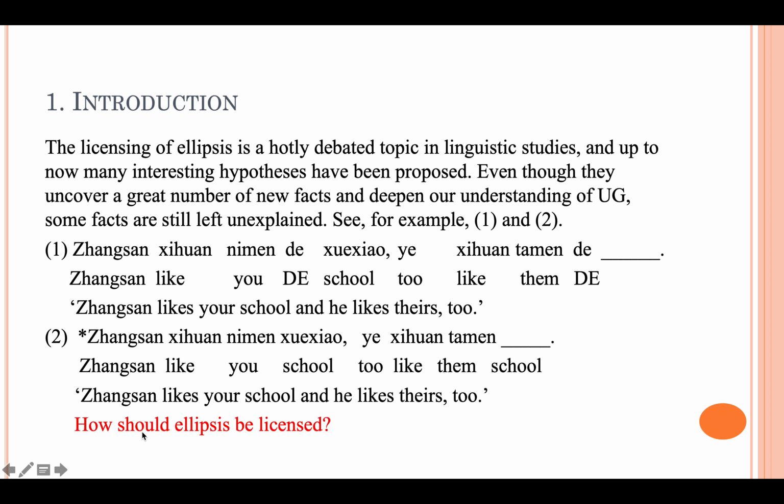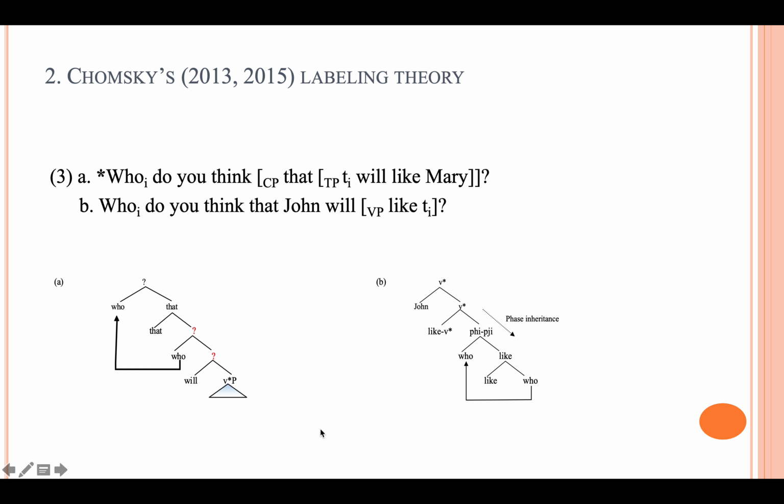So my question is, how should ellipses be licensed? I think Chomsky's labeling theory can shed light on this question. According to him, a structure must be labeled in order to be properly interpreted at the interface. And generally speaking, there are two ways for a structure to be labeled. One is that if there is a head and a phrase, the head will provide a label. And if two phrases are merged, their structure can be labeled by having feature matching or by moving one phrase away with the remaining one providing the label.